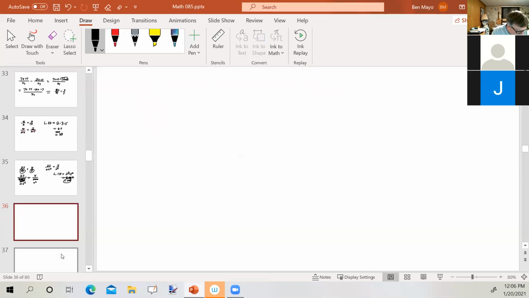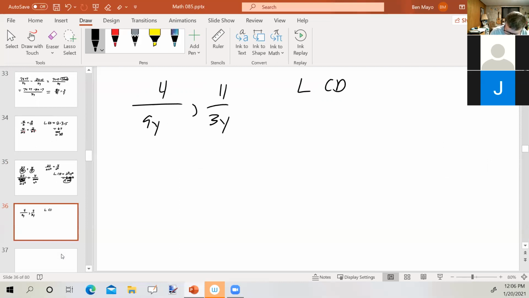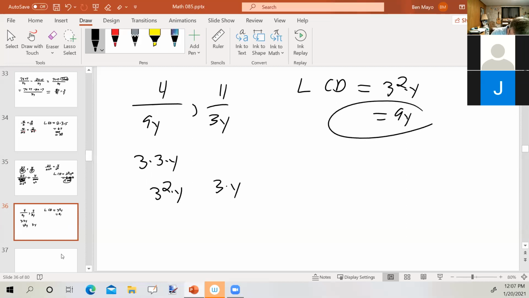Now, let's say we've got 4 divided by 9y and 11 divided by 3y. And we want to find the least common denominator of 9y and 3y. Well, 9y is 3 times 3 times y, or 3 squared times y. And 3y is just 3 times y. So I want to form the product of the highest power of each different prime factor. So it's going to be 3 squared times y, which is 9y.